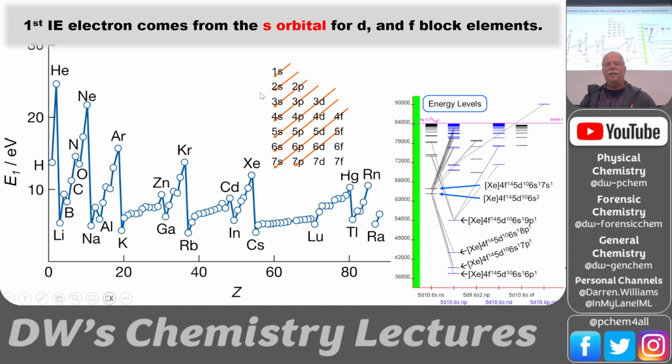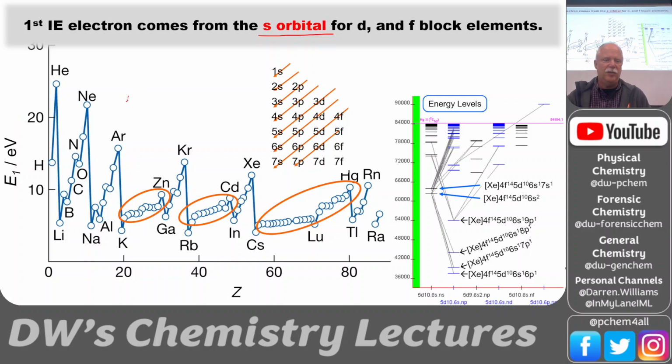So now let's look at ionizing something. That electron comes from the s orbital for the d and f block elements. So this is interesting for these d block elements here and for the f block. When we ionize that, we lose an electron from the s.